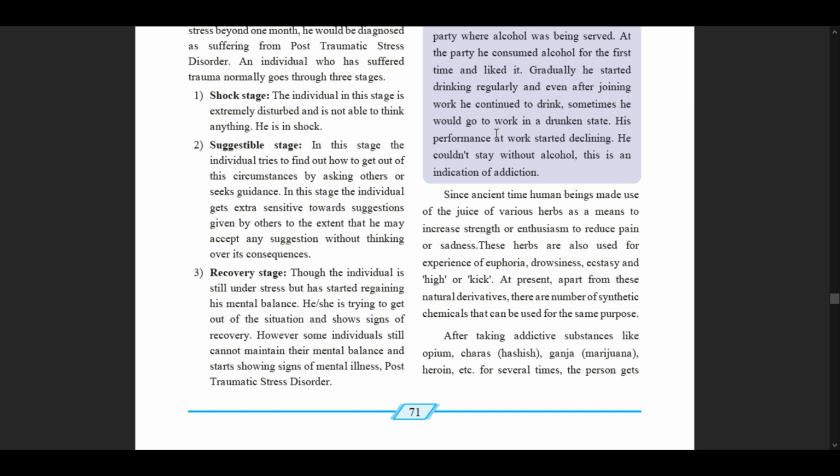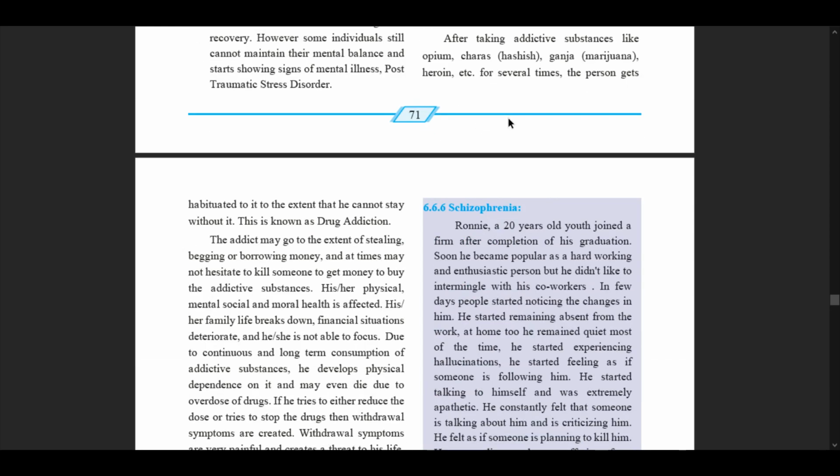At present, apart from these natural derivatives, there are a number of synthetic chemicals that can be used for the same purpose. Of course, we are moving forward to addictive substances like opium, charas, that is called hashish, ganja, that is marijuana, heroin, etc. After several uses, the person gets habituated to it to the extent that he cannot stay without it. This is known as drug addiction.